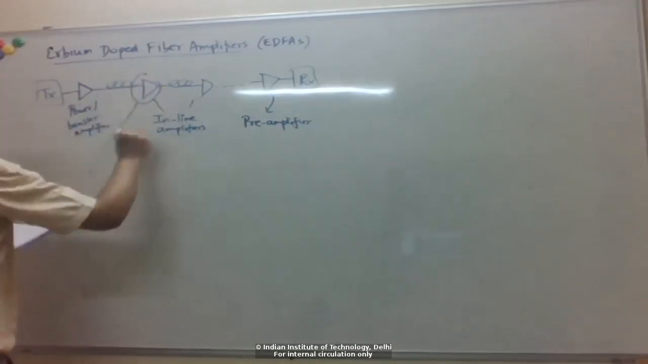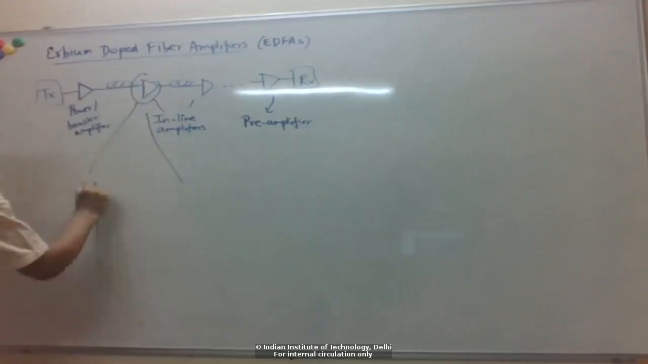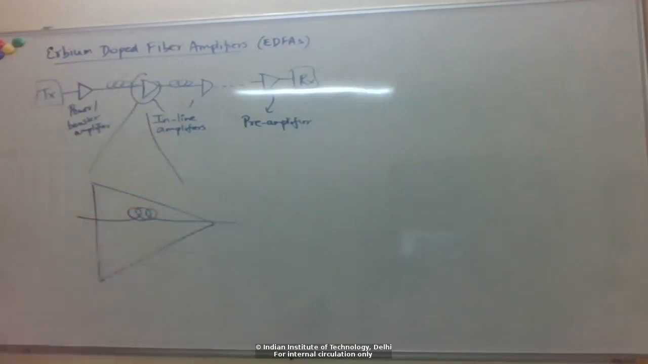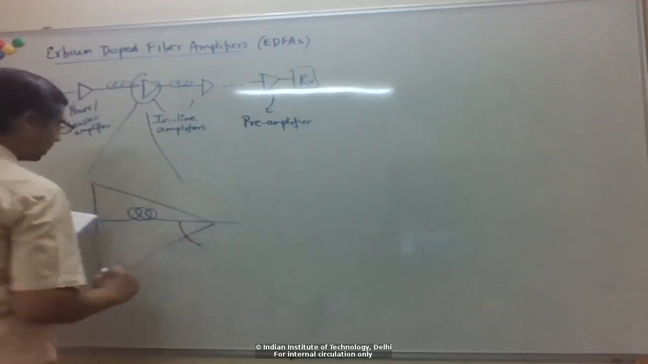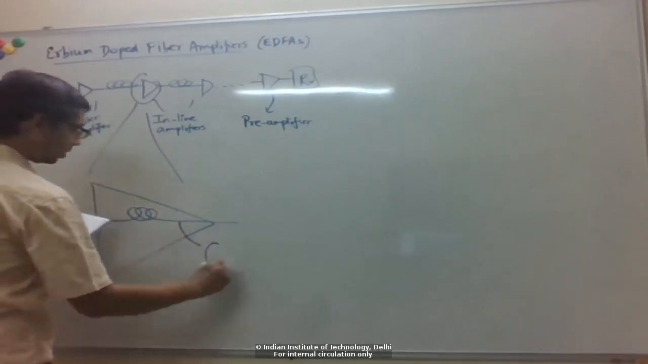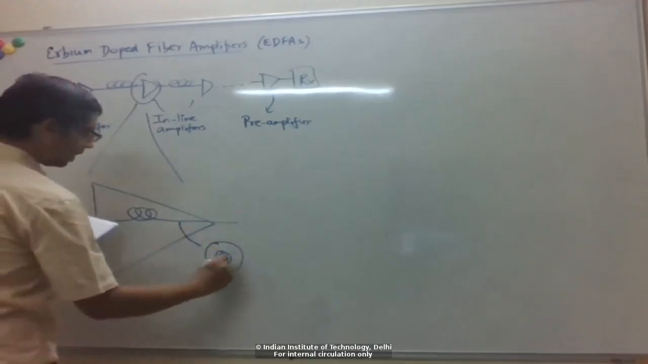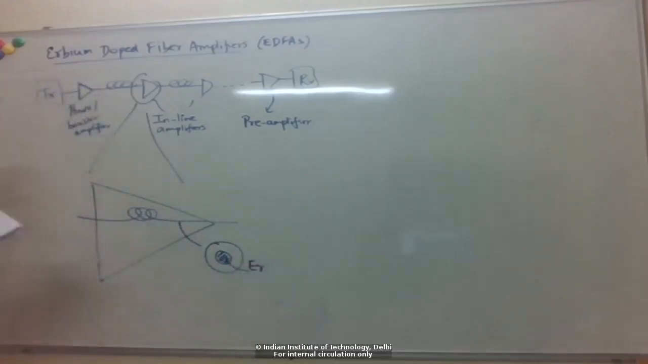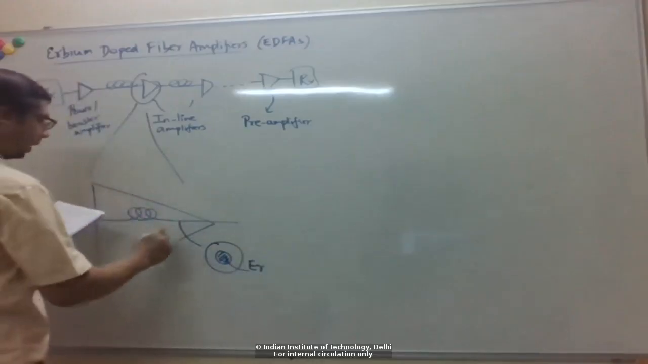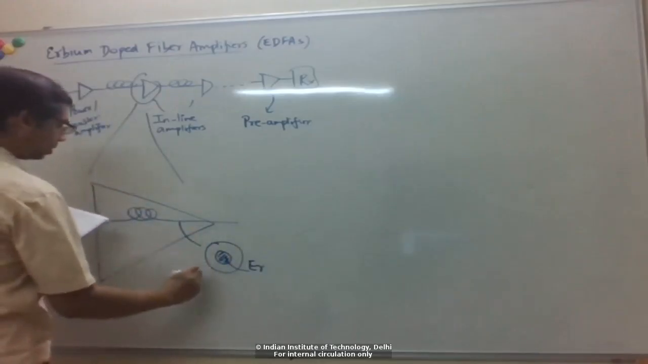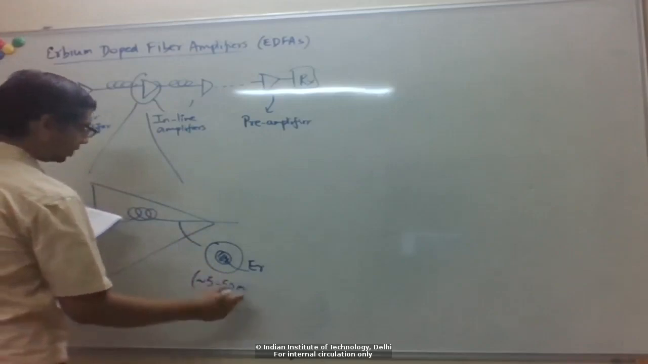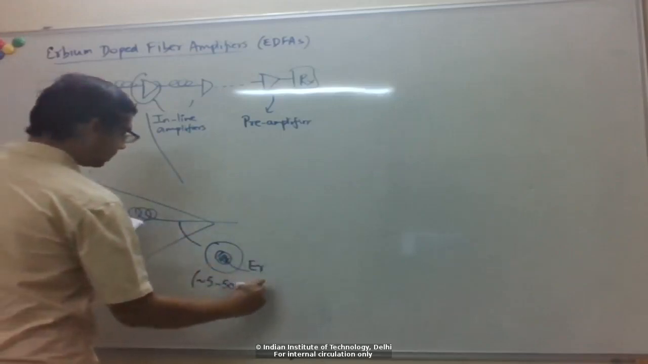If you look at one of these amplifiers, what's inside is just a length of optical fiber where the core is doped with erbium. If I look at the cross section here, you have the core here, and the core is typically doped with some concentration of erbium. The fiber is typically a few meters to a few tens of meters, let's say between 5 and 50 meters in length.